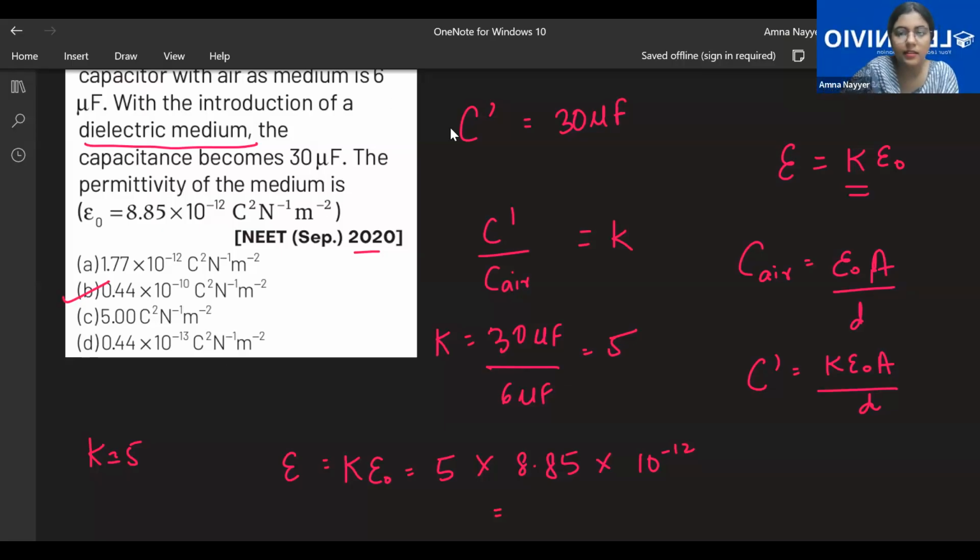Yes, B into 10. Okay, B into 10 to the power minus 10 is here, and here it is 12. So it will become 0.44 into 10 to the power minus 10. So this is the answer. Write it, and let's discuss the formula of the cylindrical capacitor.